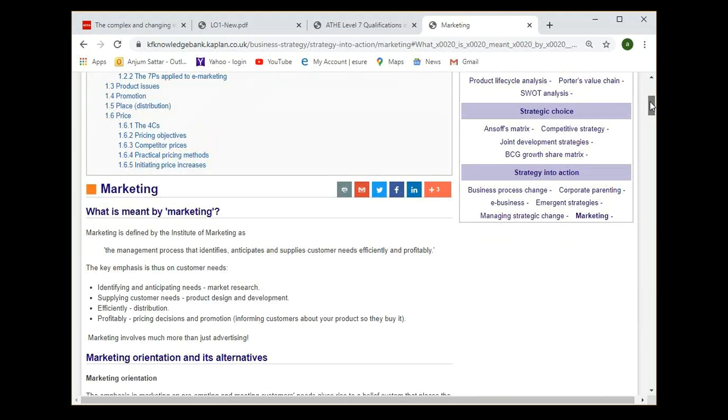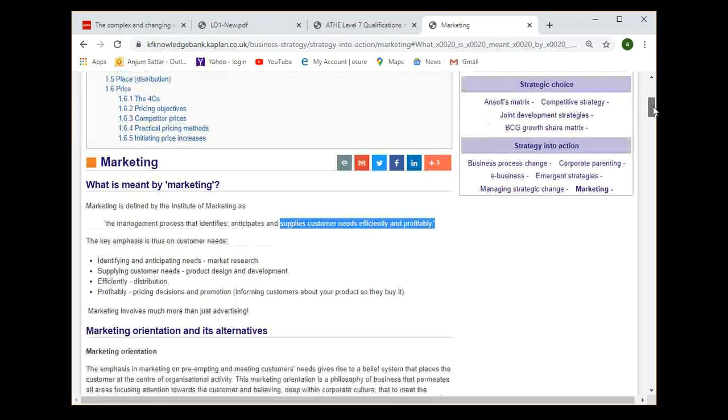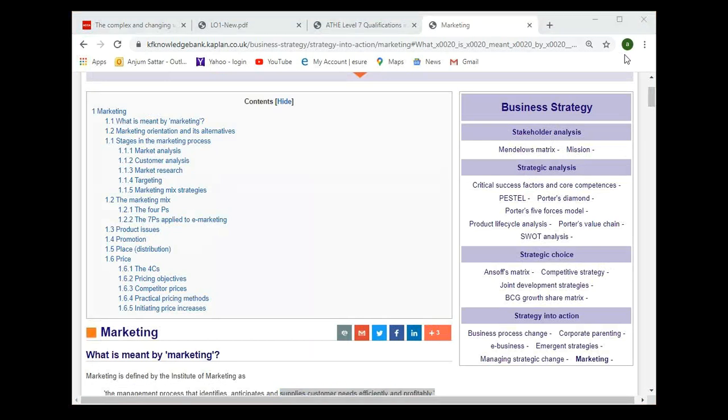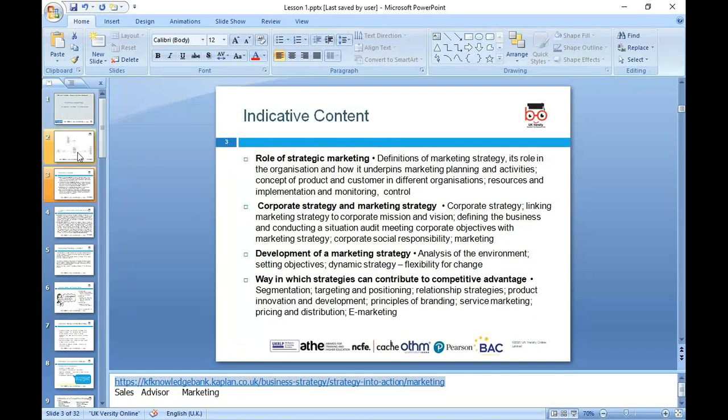According to CIM, marketing is a management process which identifies, anticipates, and supplies customer needs efficiently and profitably, with a key emphasis on the satisfaction of customer needs. It's a much wider concept. In the past, marketing just meant selling, the production concept. Now we are looking at green marketing, social marketing, and more customer-focused marketing.